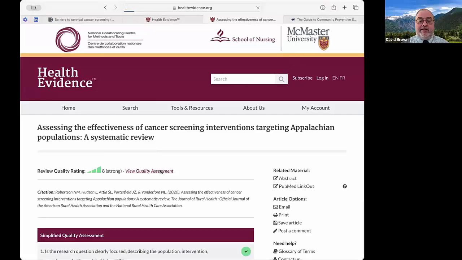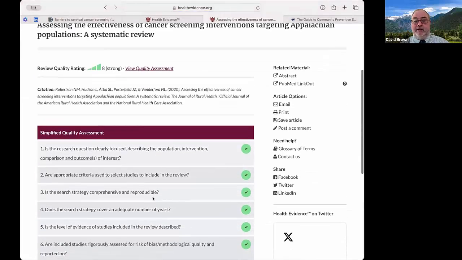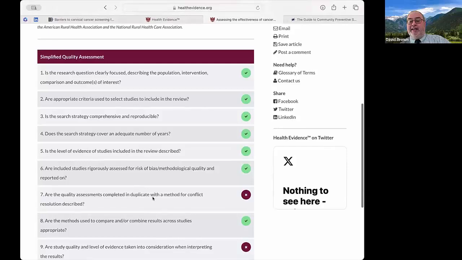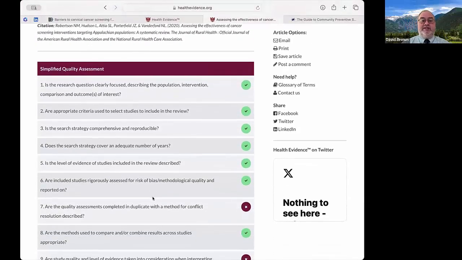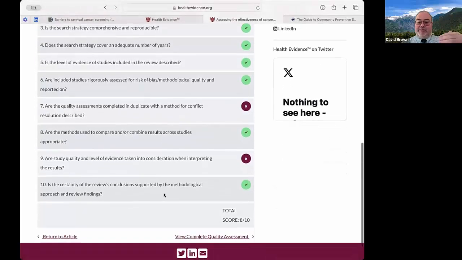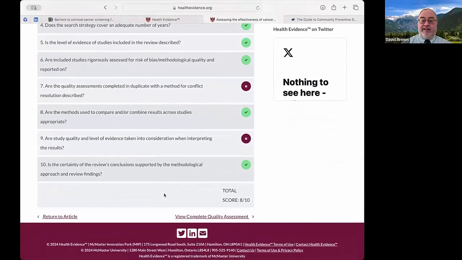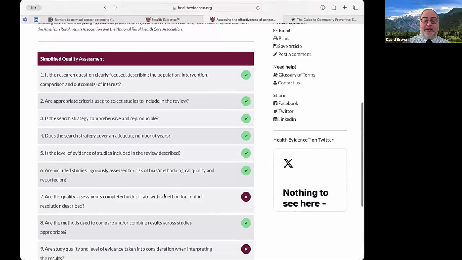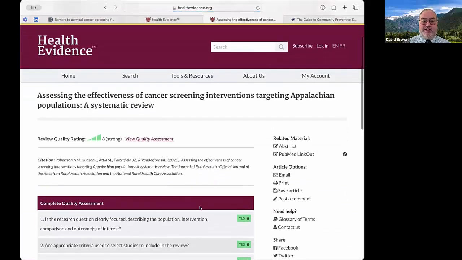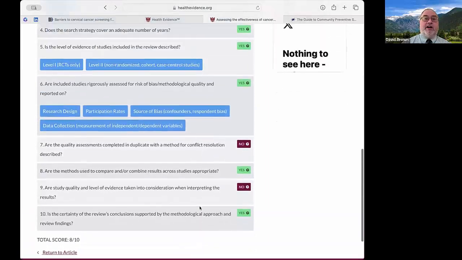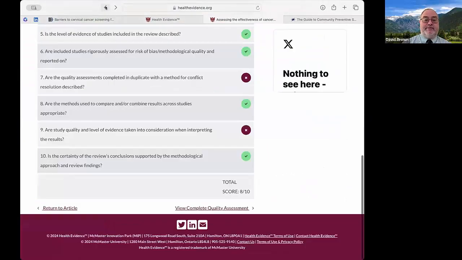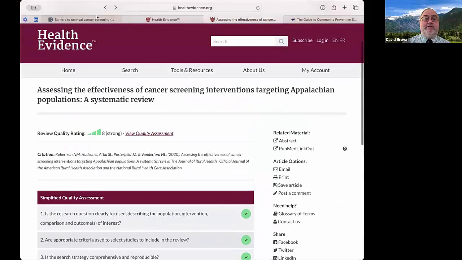And you see here, you have this view, this quality assessment, and they talk about why it is, in their case, an 8. It says, is the research question clearly focused? Are appropriate criteria used as you look at it? So again, it explains why they gave the score they did. And that's sort of the summary. And you can also get a complete quality assessment here and why. So it goes further on and assesses it as you go along.